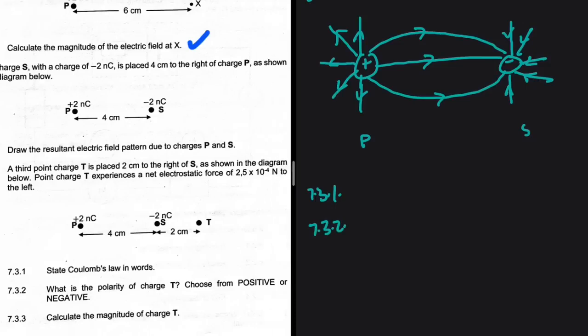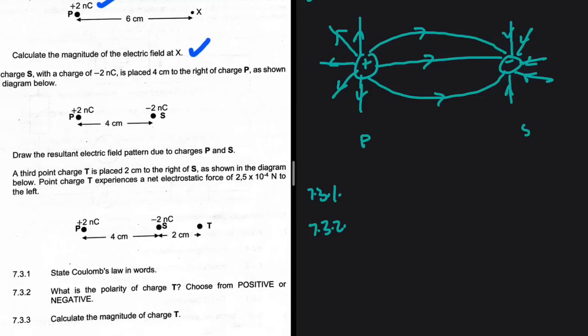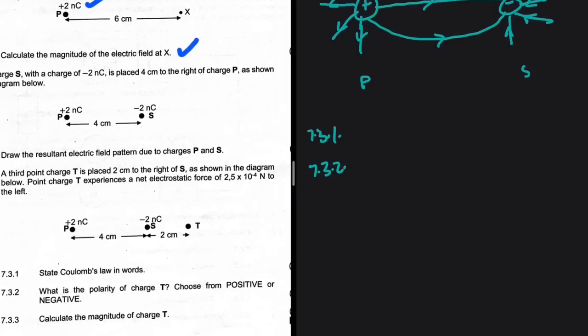And then 7.3.2, what is the polarity of charge T? Choose from positive or negative. Let's go through the question statement and see what is happening. A third point charge T is placed 2 centimeters to the right of S as shown in the diagram below. Point charge T experiences a net electric force of 2.5 times 10 to the minus 4 newtons to the left. Okay, to the left. And then we're supposed to figure out whether it is positive or negative.